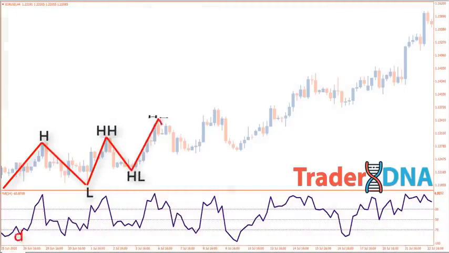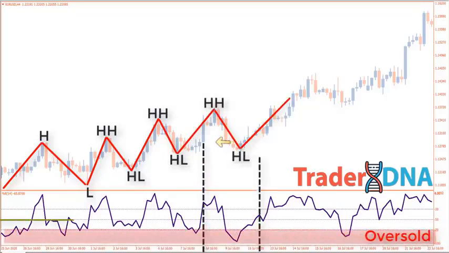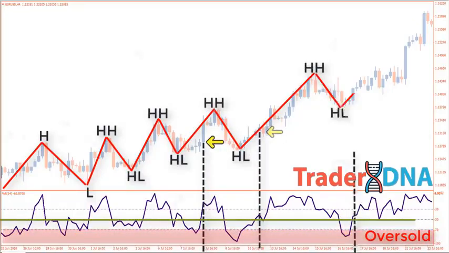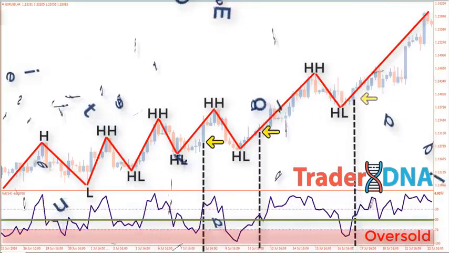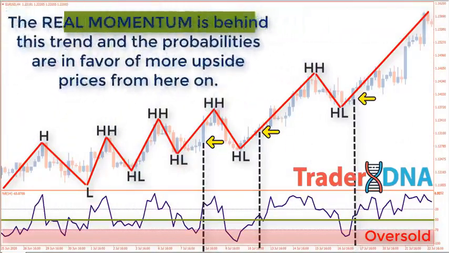In an uptrend, we buy after the indicator has reached oversold conditions or below -70 and then rallied back above the -50 level. Now, we have confirmation from both the price and the momentum indicator. The real momentum is behind this trend and the probabilities are in favor of more upside prices from here on. The next important thing we need to establish is where to place our protective stop loss.